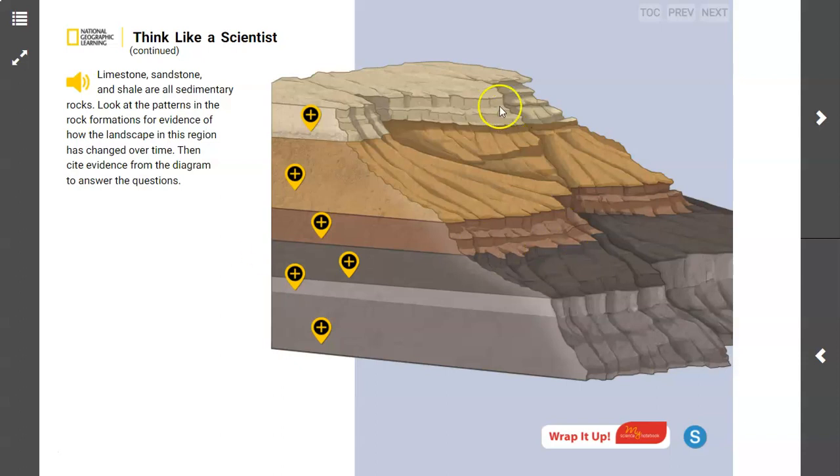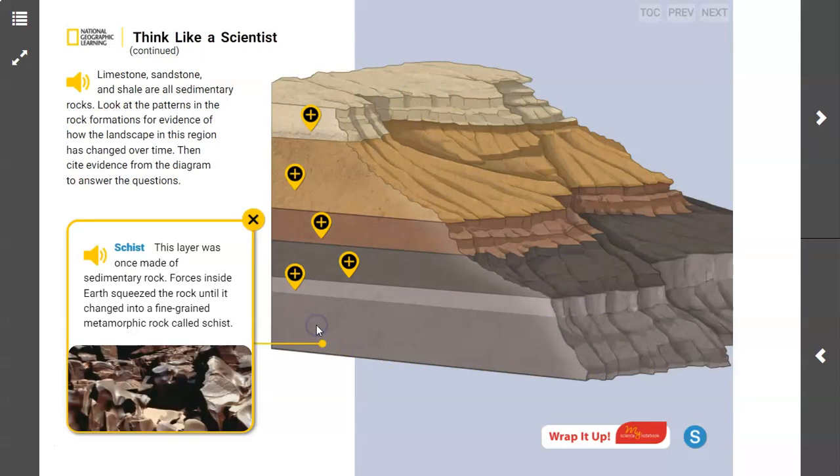Now, obviously, this is not an exact picture of the Grand Canyon, but it is a diagram of the layers of the Grand Canyon. At the bottom, we have something called schist. This layer was once made of sedimentary rock. Forces inside Earth squeezed the rock until it changed into a fine-grained metamorphic rock called schist.